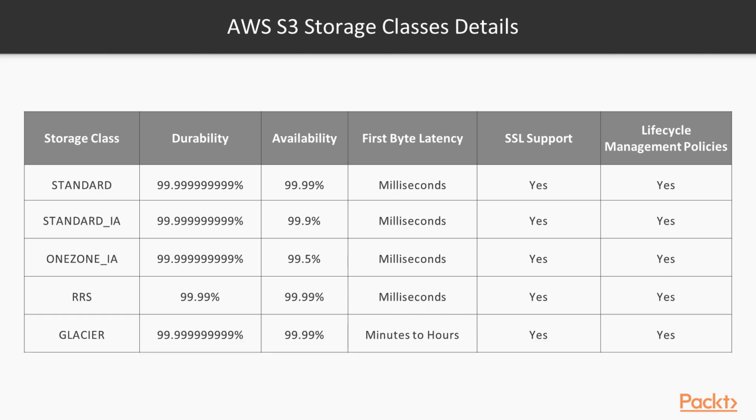The last one is the Glacier class, which has 99.999999999 (eleven nines) for the durability, which is exactly the same as standard infrequent access and one-zone infrequent access. And the availability of the objects with Glacier class is the same as the standard model, which is 99.99%, which is highly available. And the first byte latency is minutes to hours, depending on the size and the time that passed since you stored that object in Glacier. And you have the SSL support, and also you can manage your lifecycle with management policies.